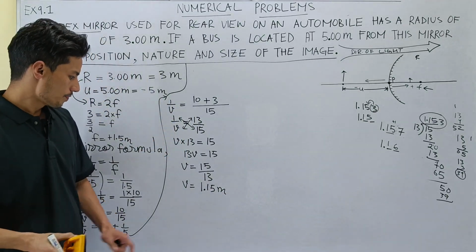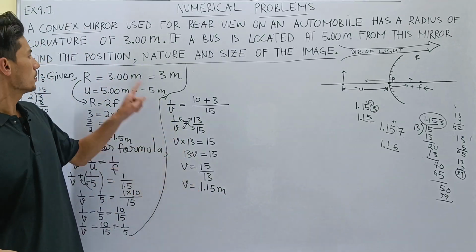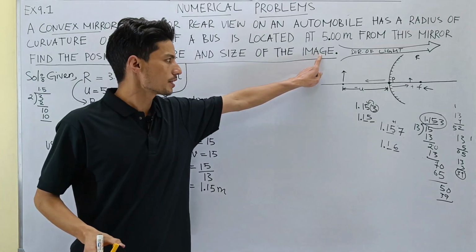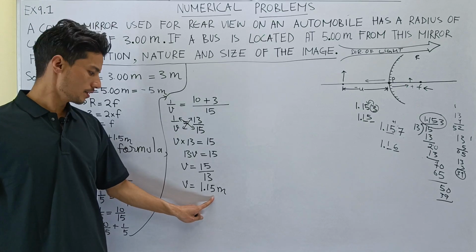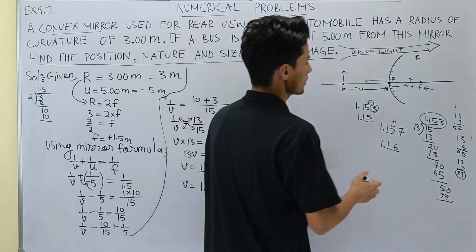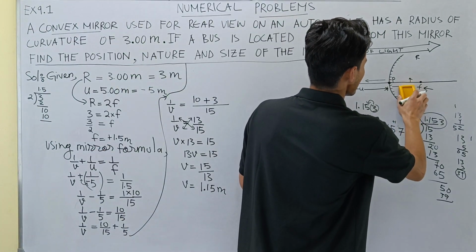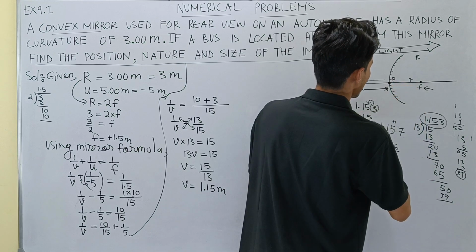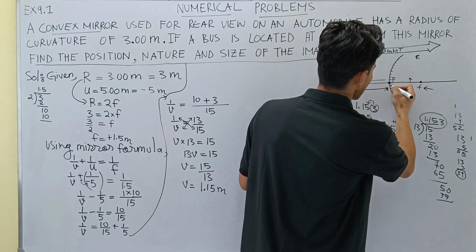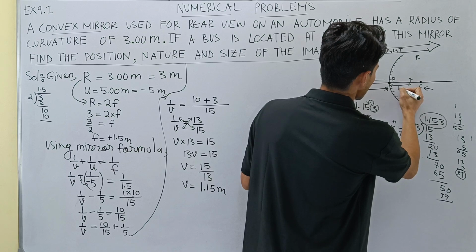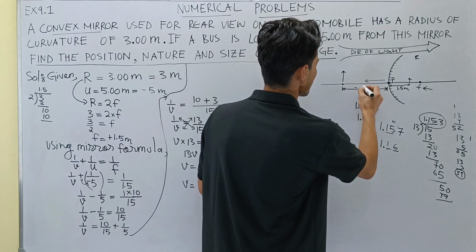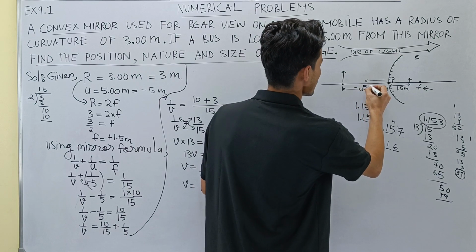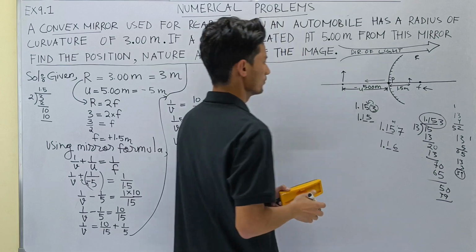Alright. Now, this is the answer of v. We have found the position of the image. The position of the image is 1.5 meters. That means the image is at a distance of 1.5 meters. So if this is the image, then the distance from the pole to the image is 1.5 meters. All right, the object distance was how much? 5.00 meters, isn't it?